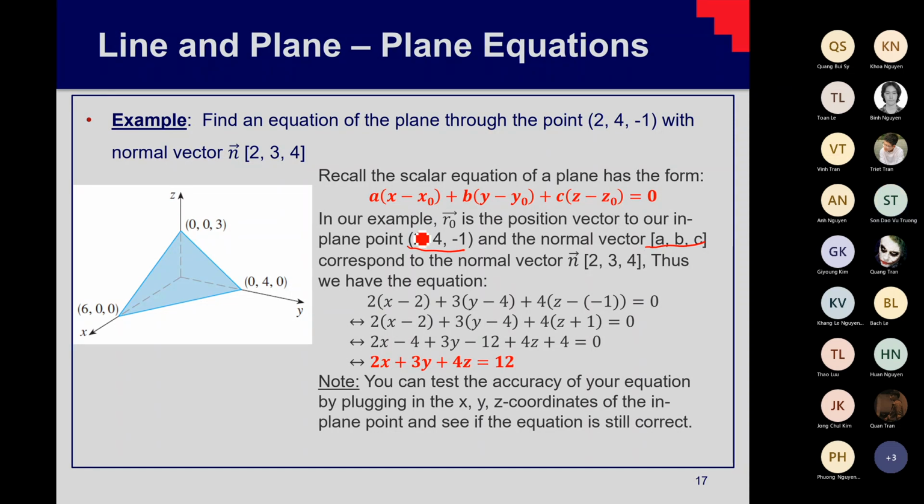And therefore we have the equation 2 times (x minus 2) plus 3 times (y minus 4) plus 4 times (z minus (-1)) equals 0, and this one will become plus. So we have 2x minus 4, plus 3y minus 12, plus 4z plus 4. So minus 4 minus 12 plus 4, and therefore we have the final equation of 2x plus 3y plus 4z equal to 12.